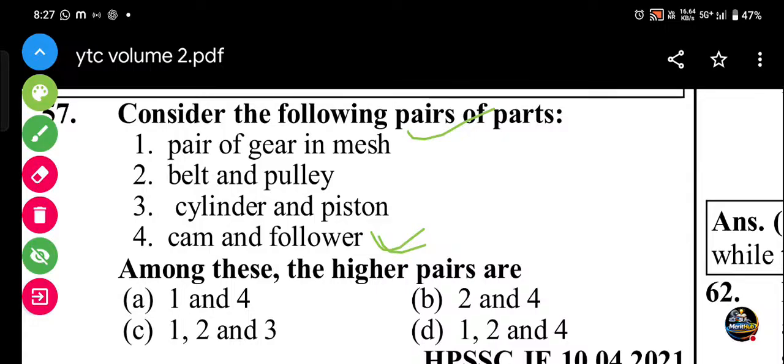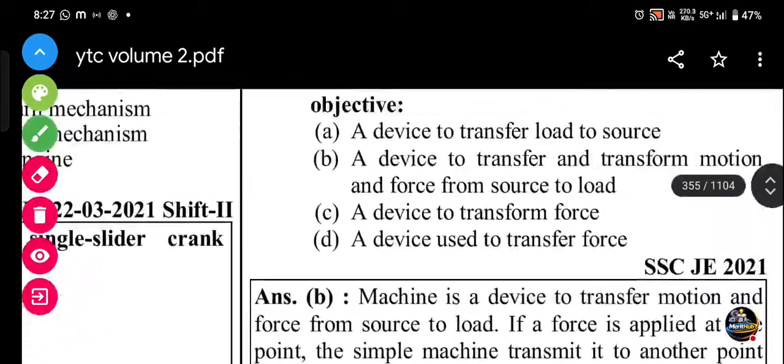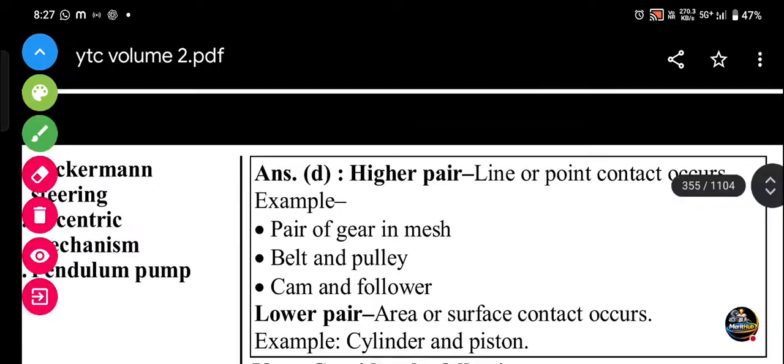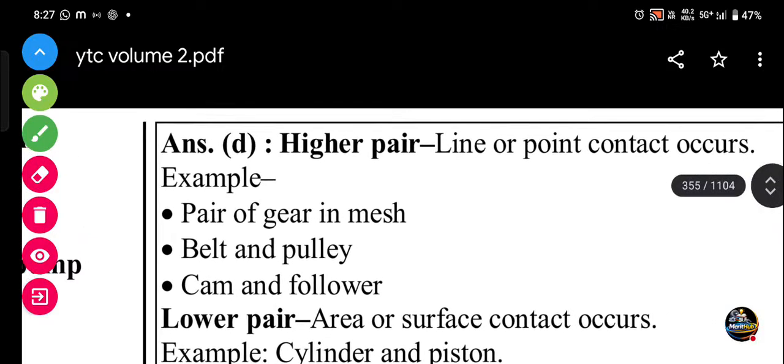Belt and pulley: which type of belt is not given, so this is not taken, because it may be surface contact. Cylinder and piston: there is sliding, so 1 and 4 is the answer. Sorry, all are higher pairs.